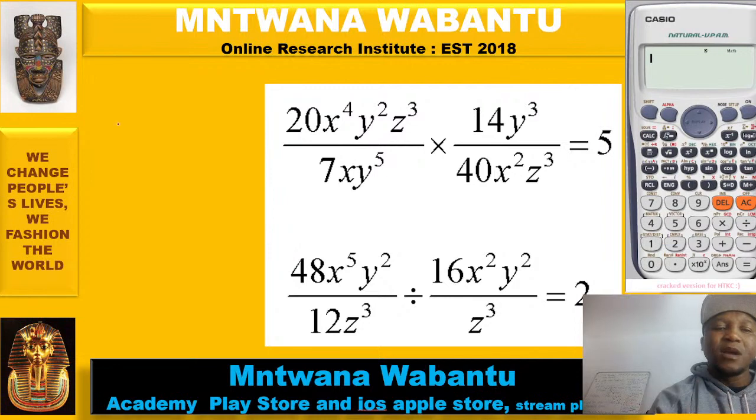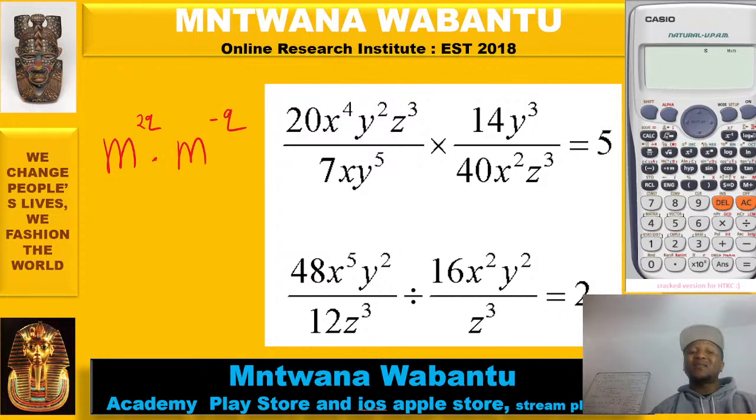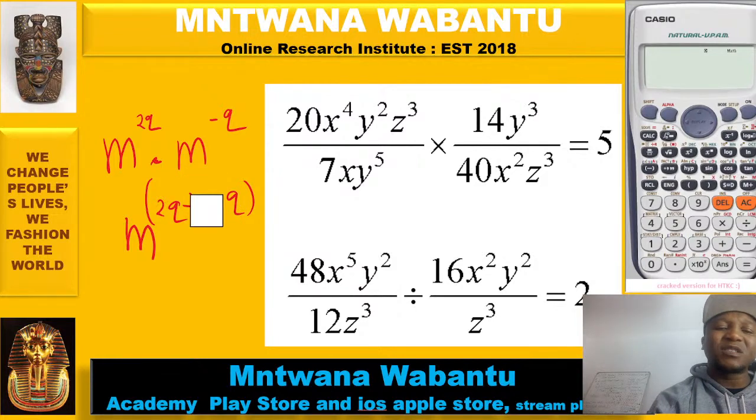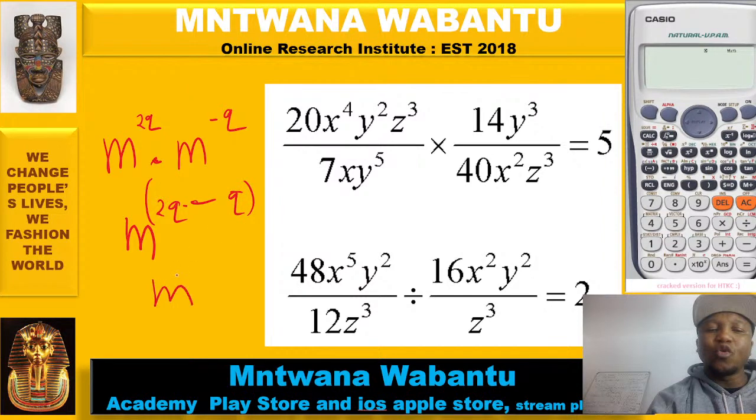More examples. Okay, somebody gives us, let's say, m power 2q times m power negative q. The bases are the same, and there's a multiplication, so I don't have to write 2 bases, I write only 1 base, and then I add the powers. 2q plus negative q. Plus and minus is going to give us minus. So 2q minus q equals q, 1q, done.